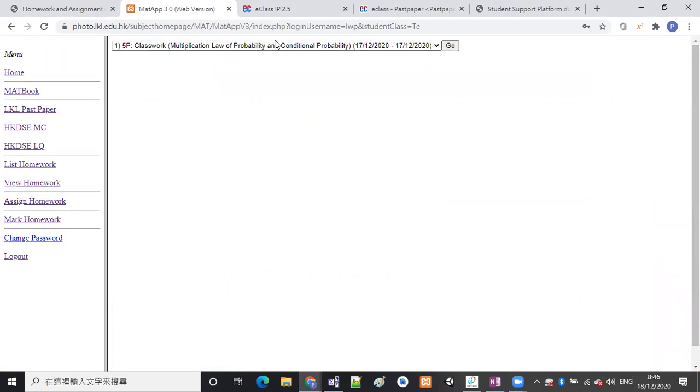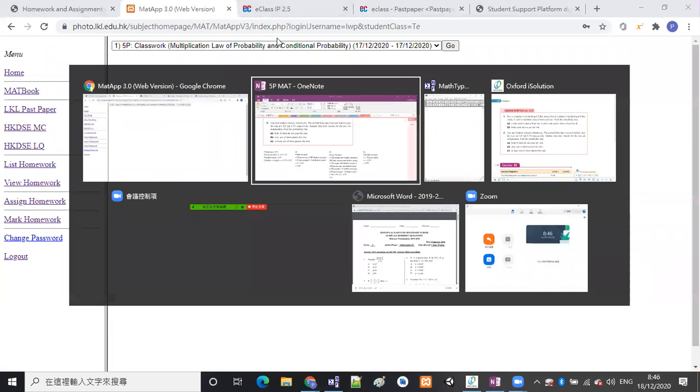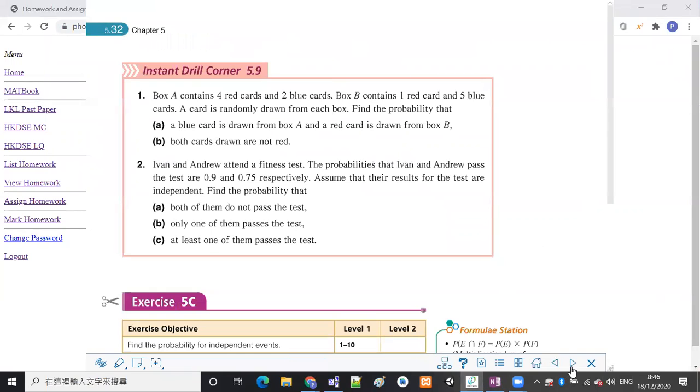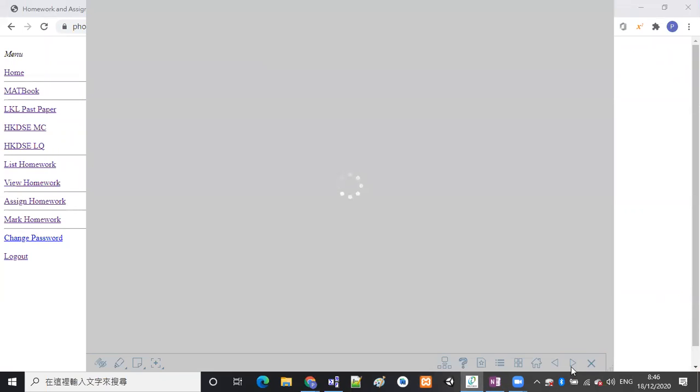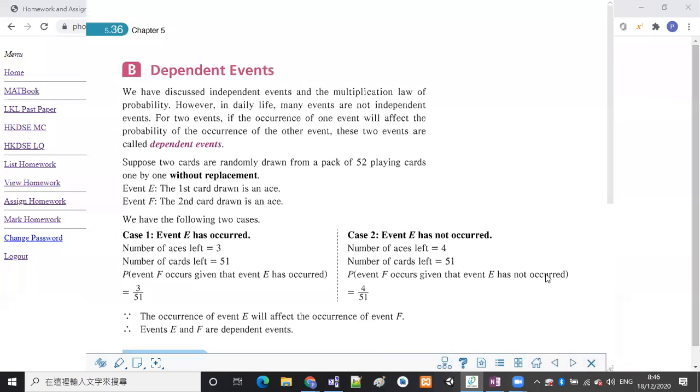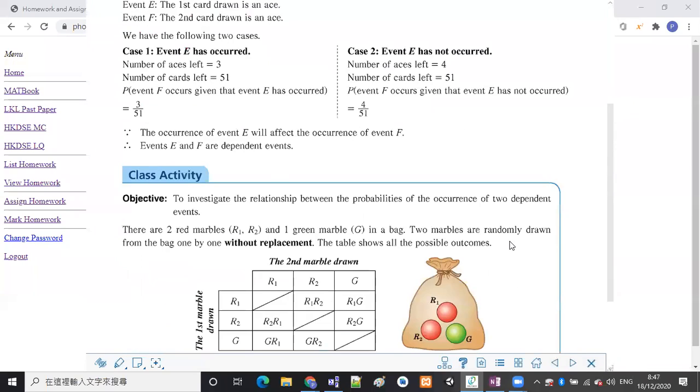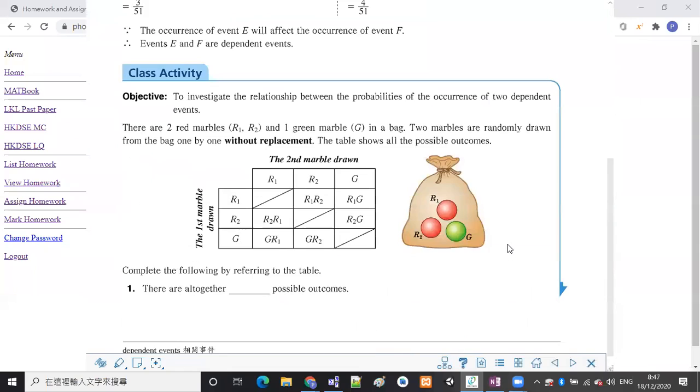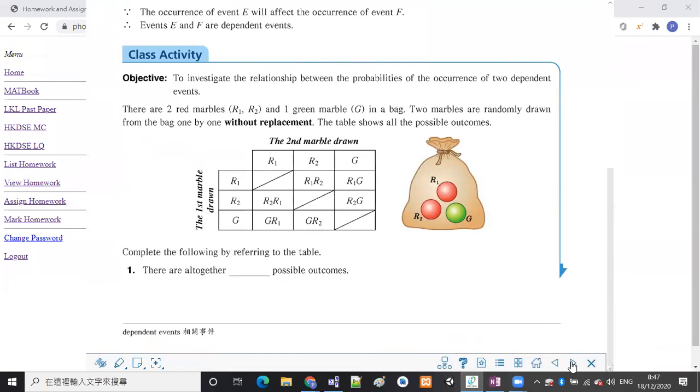Okay, next one. So we are going to go to the last section here that we are going to learn in this chapter. So that will be, I'm turning the page, on page 5.37.